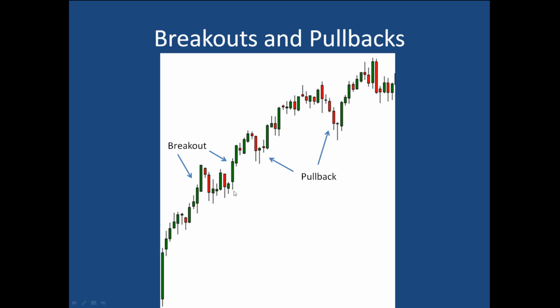Now, breakouts and pullbacks. A breakout is when you have a high, and then it breaks out above it. And then a pullback is when the price moves back some. So we see we have a high here, and prices break out. A high here, and it breaks out. And a pullback is when prices pull back. Another pullback here.